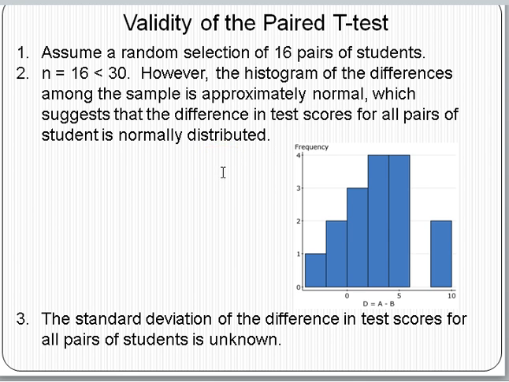So the histogram of differences in the sample is approximately normal. And what that suggests is that the difference in test scores for all pairs of students, not just those in the sample, but for all possible pairings of these students, is normally distributed. Lastly, for validity, the standard deviation of the difference in test scores for all pairs of students is unknown. Assuming we have random selection, the histogram is approximately normal, and the standard deviation of the population is unknown, this test would be valid.